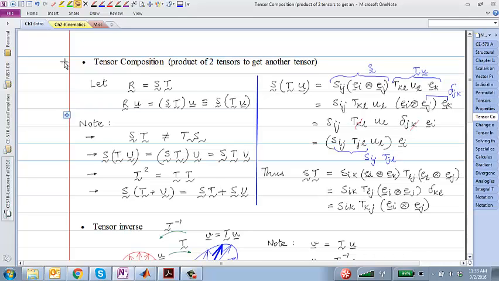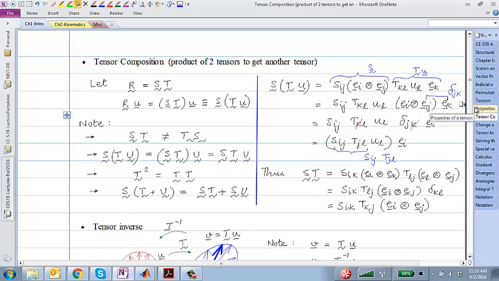I know it'll take maybe some time for you to get accustomed to what tensors are and how to use them and all that. But very quickly to review, let me ask you this. What is a tensor? The quantity that acts on a vector to give another vector.